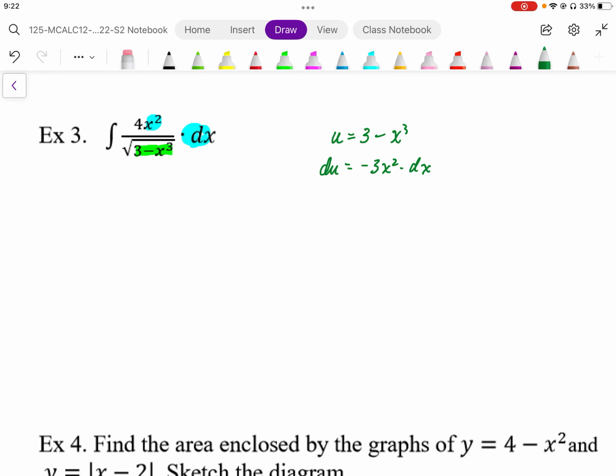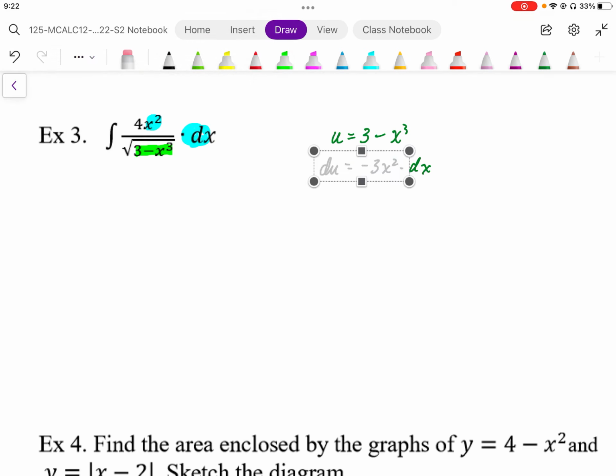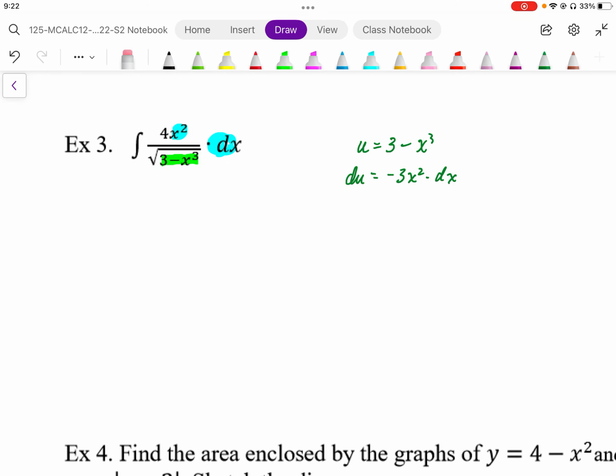Okay, so we'll just change that color there. We're just going to make that blue. And we're going to do the replacement here. So I'm going to pull the 4 on the outside. It's going to be the integral. I have my square root part, so I'm going to put my u inside the square root. The x squared dx is going to be replaced by this function here.